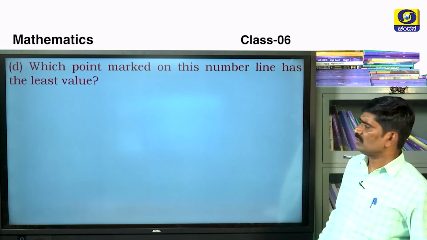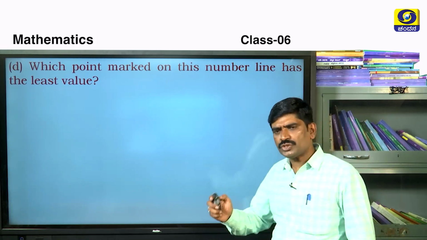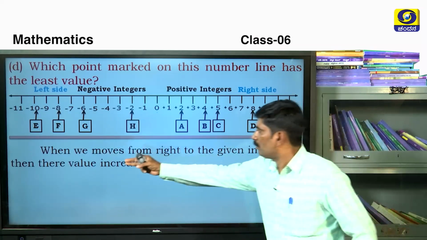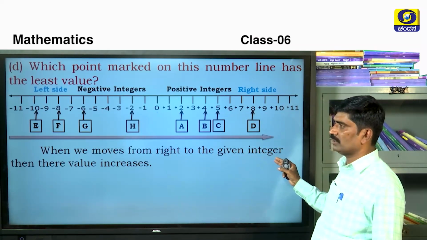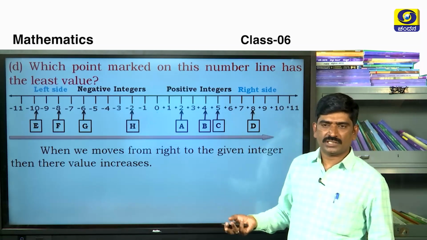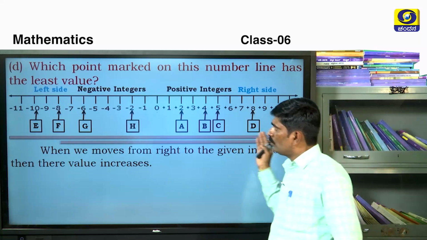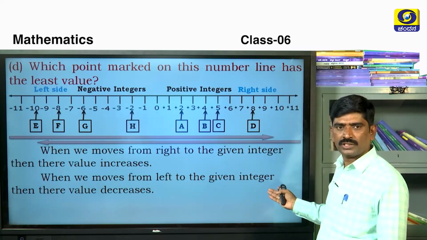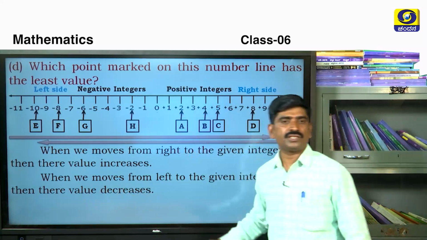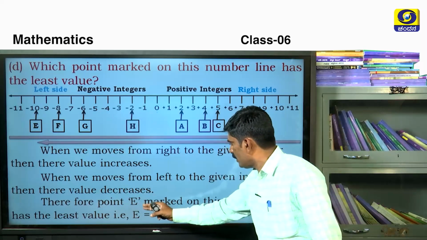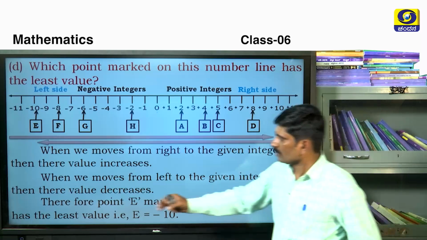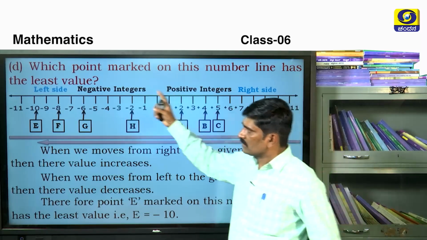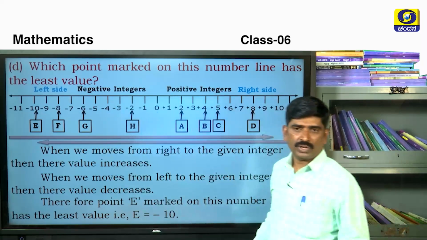Next one. Which point marked on this number line has the least value? When we move from left to right, what happens? When we move to the right, the value increases. When we move to the left, what happens? When we move to the left, the value decreases. Therefore, point E marked on this number line has the least value, that is E equals minus 10. In this number line, minus 10 is the least value marked.